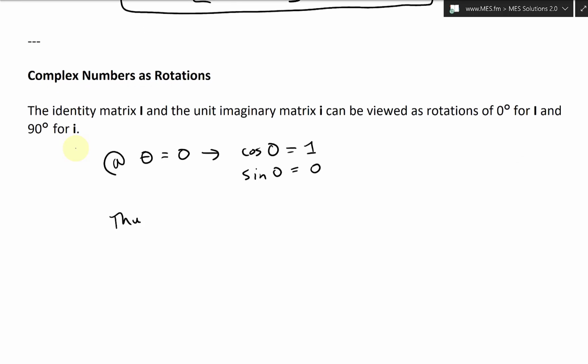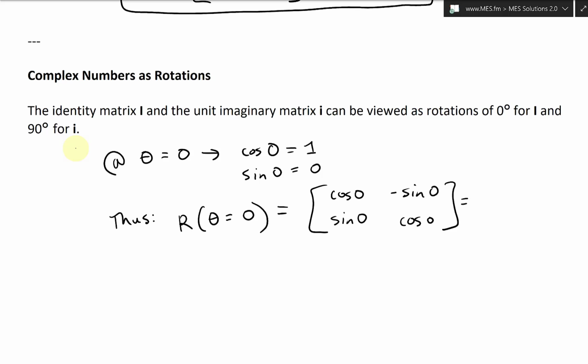So thus, what we have is R of theta equals 0 of a rotation matrix. This equals cosine 0, negative sine 0, sine 0, cosine 0. So in other words, let's put this right here. This equals, well, cosine 0 is 1, negative sine 0 is 0, sine 0 is 0, cosine 0 is 1. Now this is just the identity matrix, like that.